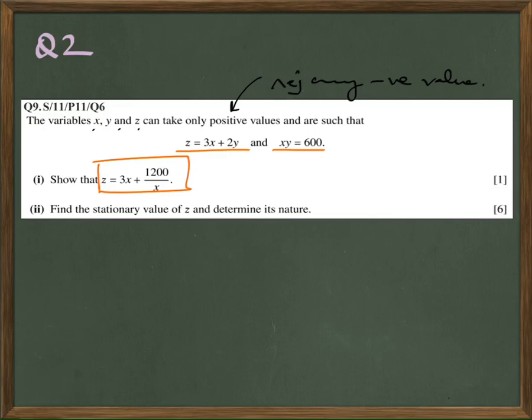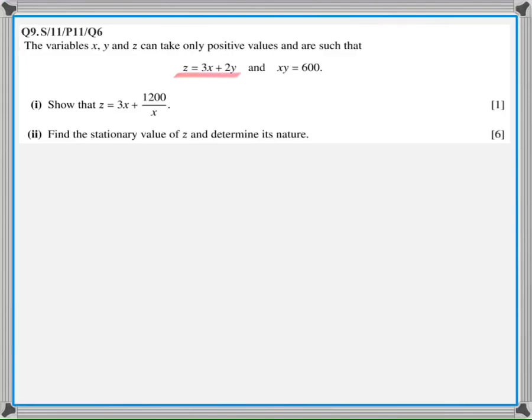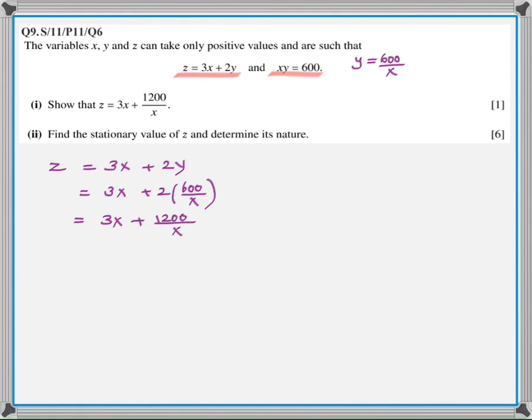So therefore, how would you prove this? This is z in terms of x. Which variable is missing? Y. That means from the second equation, make y the subject. So y is 600 over x. Z is 3x plus 2y. That's 2 times 600 over x. That comes out to be 3x plus 1200 over x. Pretty straightforward. Stationary value, write in the proper format.